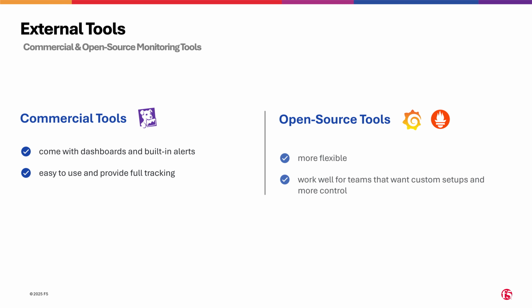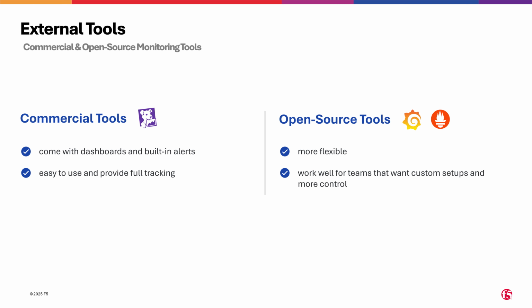There are two kinds of tools: commercial and open source. Commercial tools, like Datadog, usually come with dashboards and built-in alerts. They are easy to use and provide full tracking. Open source tools, like Prometheus and Grafana, are more flexible and cost less. They work well for teams that want custom setups and more control.